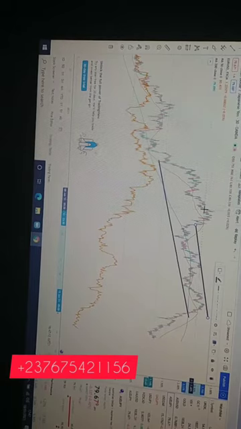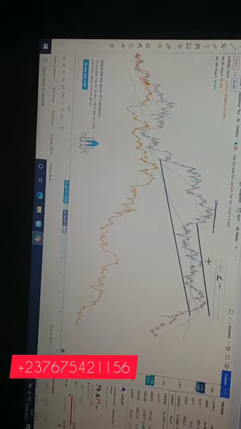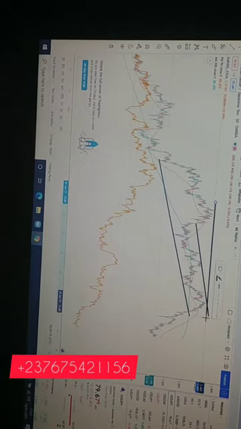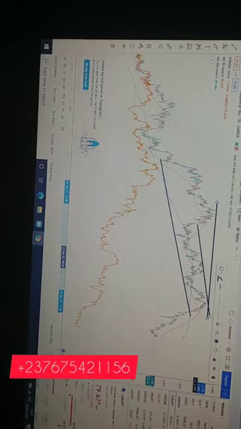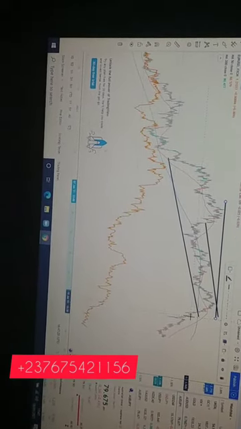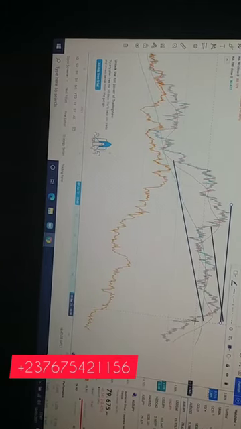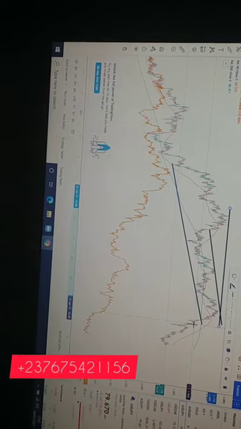Even though here some people will use a double top. This is how it works. But for me, I will use this one and this one. It is moving upward, but the support has been broken, and that's why we had to start selling.